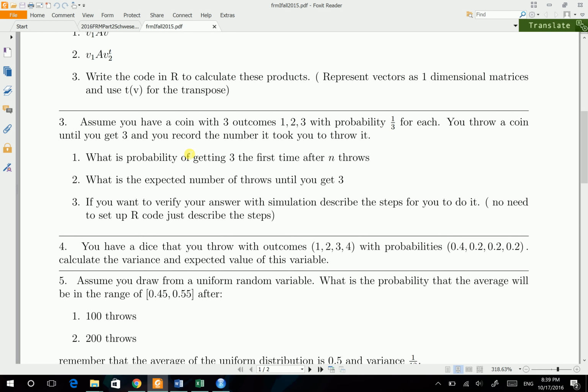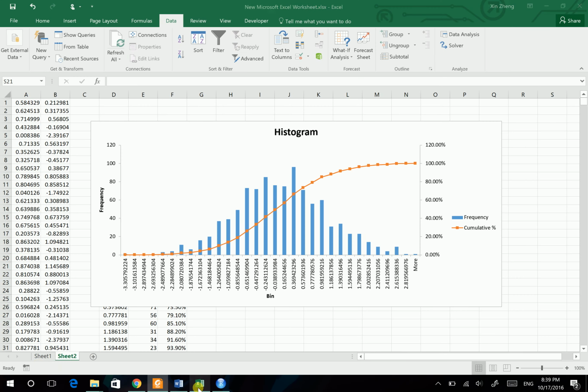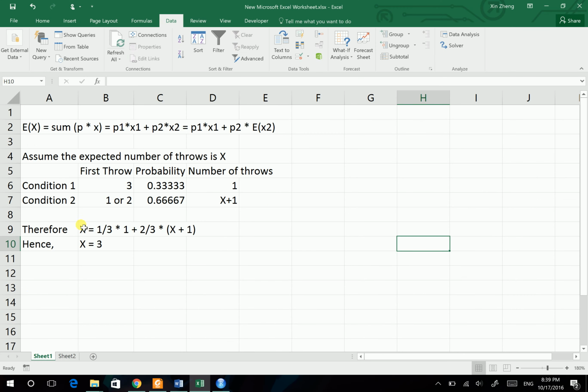Okay, question 3: you have a coin with 3 outcomes, 1, 2, 3, with probability 1 over 3 for each. What is the expected number of throws until you get 3? In this question, someone asked me why we have an equation like this. We have the equation x equals 1 over 3 times 1 plus 2 over 3 times (x plus 1).